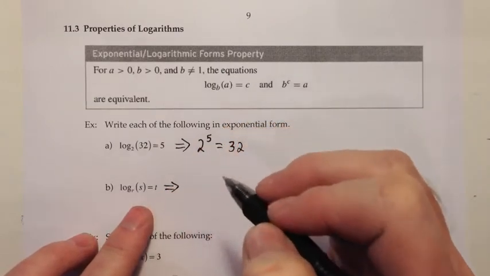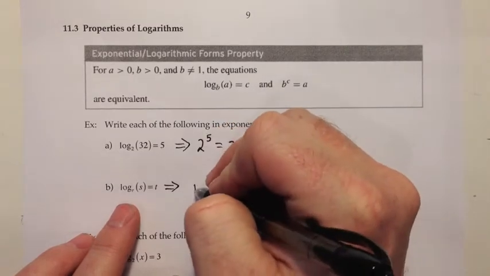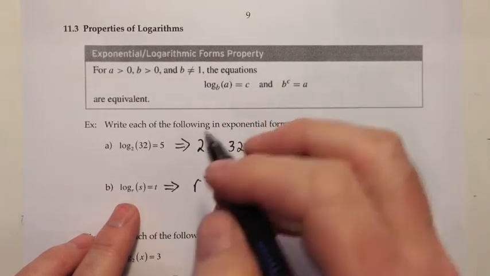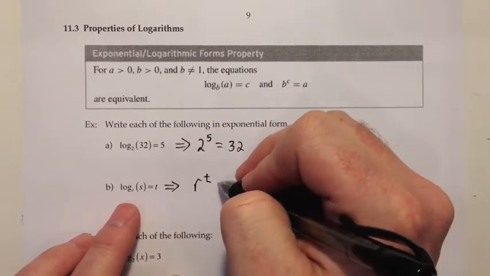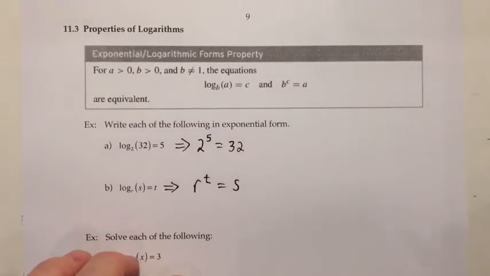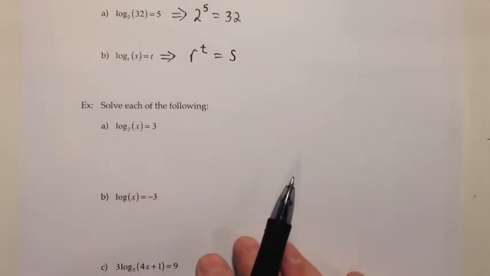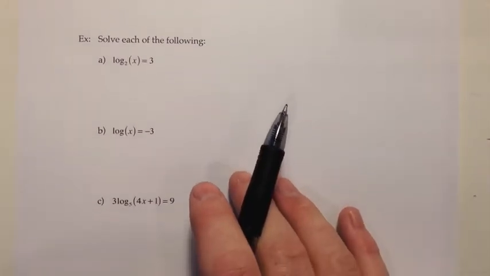Because it's all variables, we can't check it, but we can still rewrite it. It's the base to the other side, so that would be r to the t, is equal to what's inside of the log, which would be s. So that's the idea of rewriting a log into an exponential form. Now the reason that we might want to do that is it can help us solve equations. So let's look at a few examples of that.